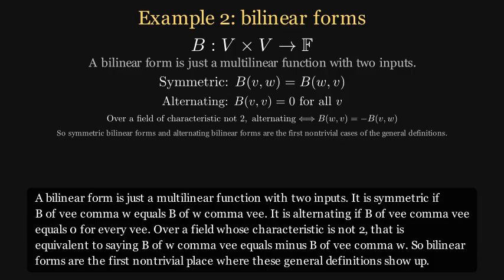A bilinear form is just a multilinear function with two inputs. It is symmetric if b(v, w) equals b(w, v). It is alternating if b(v, v) equals 0 for every v over a field whose characteristic is not 2. That is equivalent to saying b(w, v) equals minus b(v, w). So bilinear forms are the first non-trivial place where these general definitions show up.